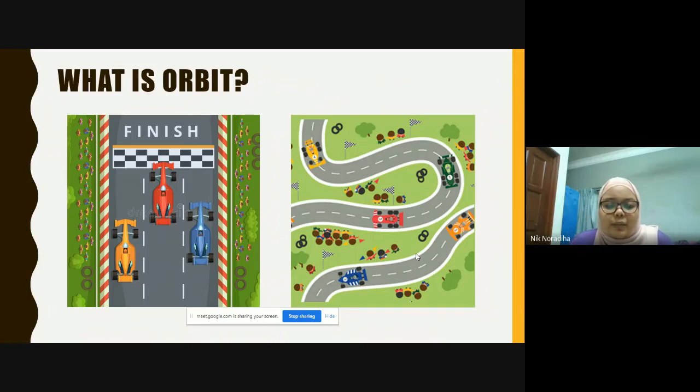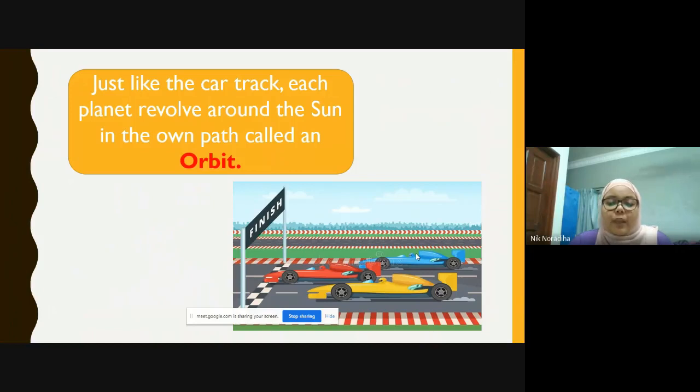So let's look at the second slide. Before this racing car reaches its finish line, they need to follow their own path so that they are in the correct path to reach the finish line. So same thing with our planets, just like the car track, each of our planets has their own path to revolve around the sun. This path we call it as orbit.